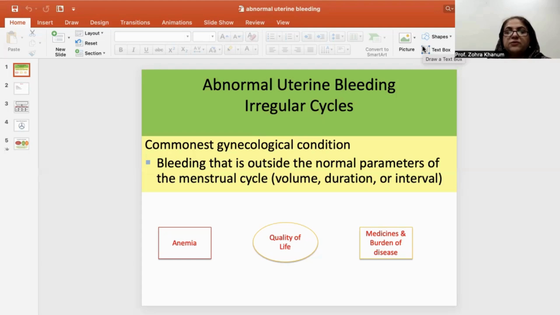But the important thing is to identify कि जो irregular cycles हैं, they can lead to anemia, कि खून की कमी हो जाती है, especially in females who are more frequently bleeding or heavily bleeding. No doubt that affects the quality of life, leading towards medicines, and the burden of the medicine and the burden of the disease is increased.